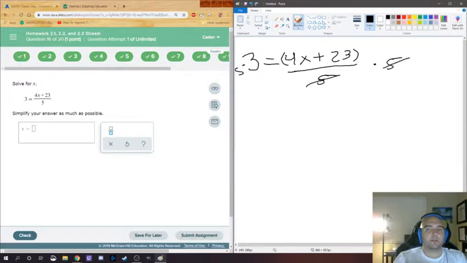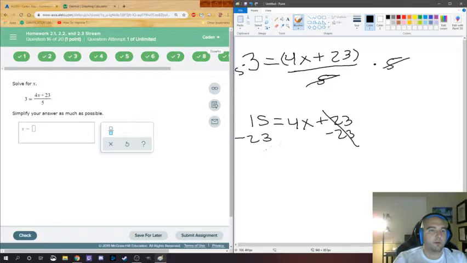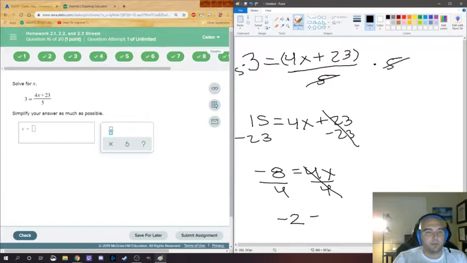So these two 5s on my right end cancel out, and 5 times 3 gives me 15. And then I'm left with 4x plus 23. Okay, now I'm going to subtract 23 on both sides. Remember, I want to get rid of all the stuff with x. 4 and 23 needs to go. So this gives me negative 8 equals 4x. I divide by 4. Negative 8 divided by 4 gives me negative 2.